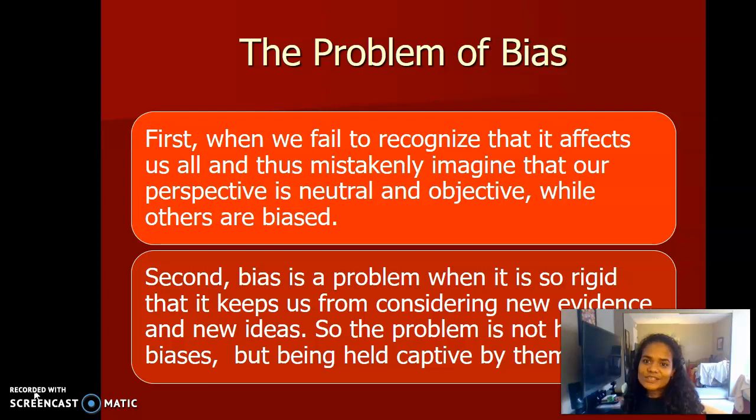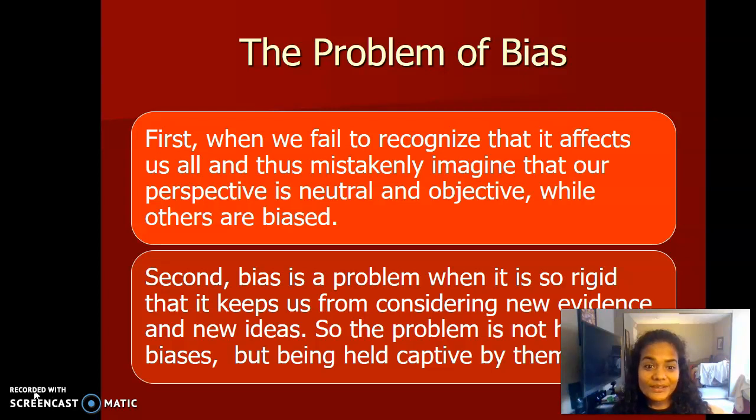Schwalbe addresses the issue of bias pretty head-on in these first few chapters, and he makes this bold claim that it is impossible to be completely unbiased, right? As human beings, we are part of our social context, our historical context, and therefore each of us brings a particular perspective. He says the mistake we make is not necessarily bias itself, which he's saying is impossible not to have, but the mistake is that we imagine that our perspective is objective and neutral, right?